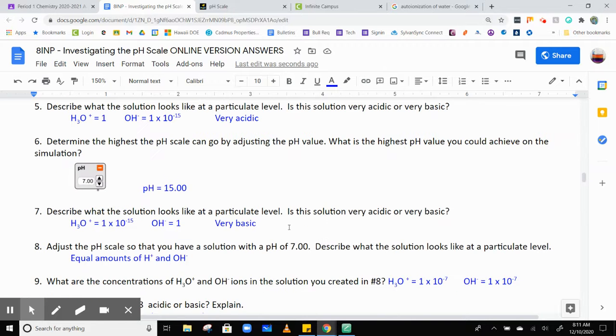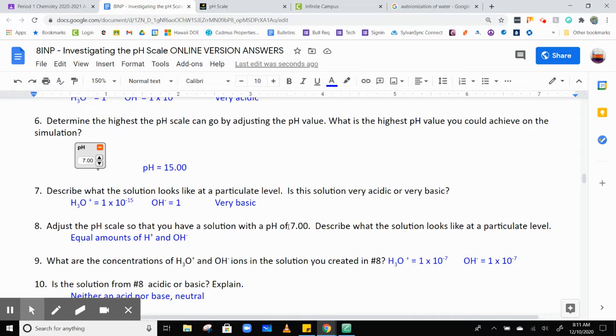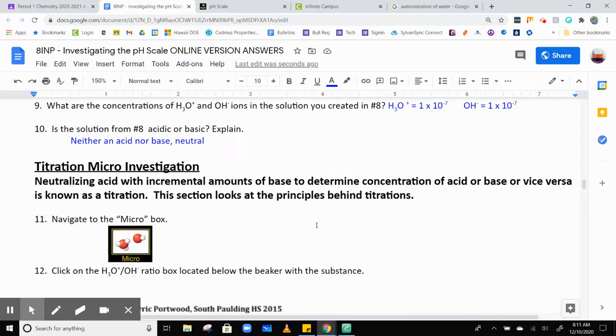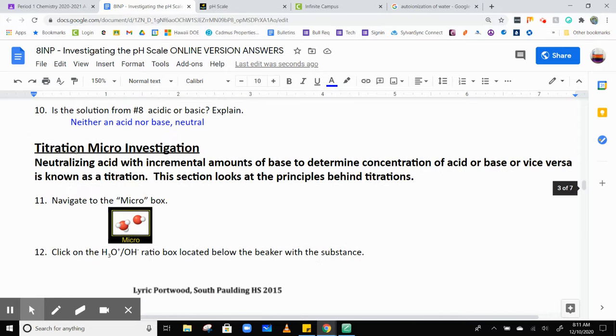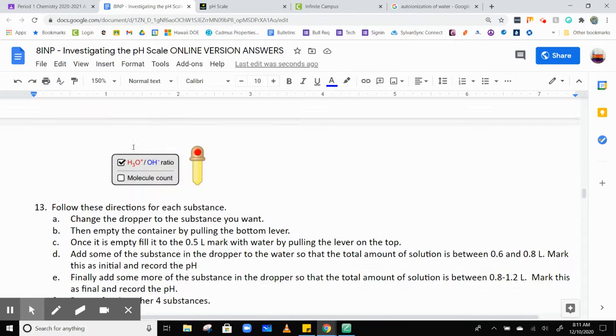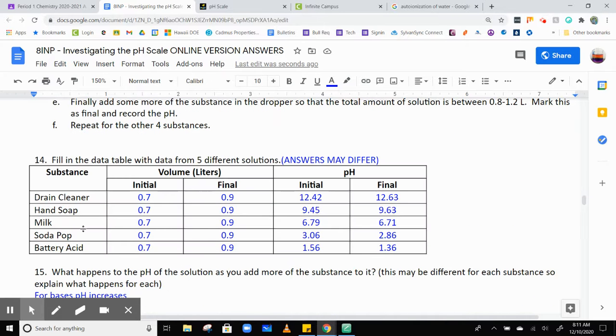Then this other stuff. Let's see if there's anything you want to go over. So it did a little bit of a titration here. Remember, in a titration, you're adding either acid to base or base to acid. Different substances like drain cleaner start out very basic, and actually with this one we're just adding more to it. It's getting more basic. It's just going to get either more basic or more acidic depending on what it is.